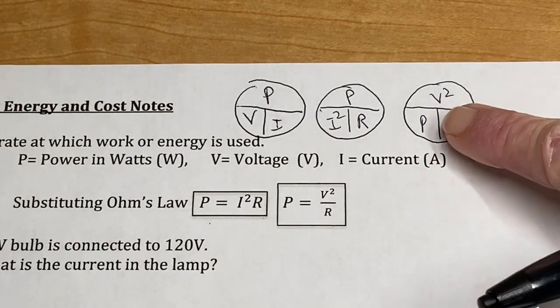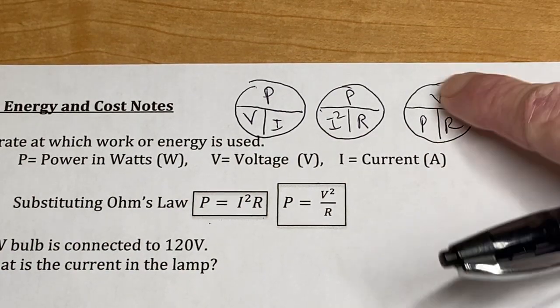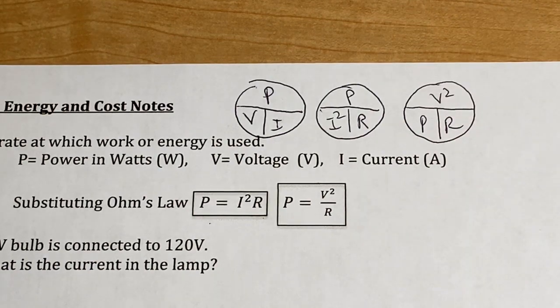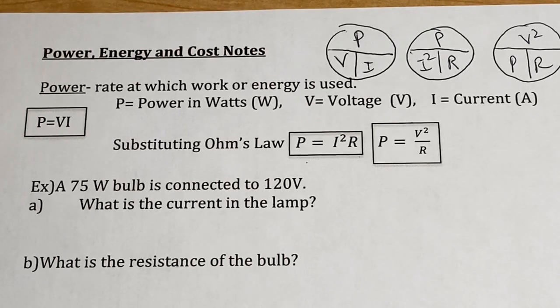Remember, if you cover up the one you're solving for, if they're on top and bottom, you divide. If you cover up the top, then you're multiplying. It's just a quick way to not have to worry about how to do these formulas. So just keep those handy. Power is measured in watts. Let's talk about some electrical powers.